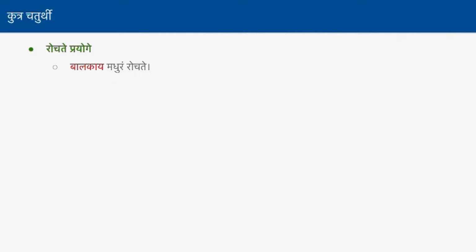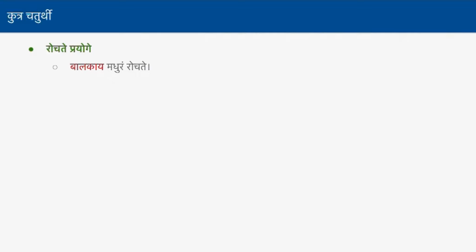So that's the actual sentence with इच्छति. But when you use रोचते, to whom the desire is there, that person or object will become the chaturthi. Here the boy has that desire for the sweet, so the boy gets the chaturthi form. So balakaya madhuram rochate. And in the actual sentence, balakaha madhuram ichchati, the boy likes it.